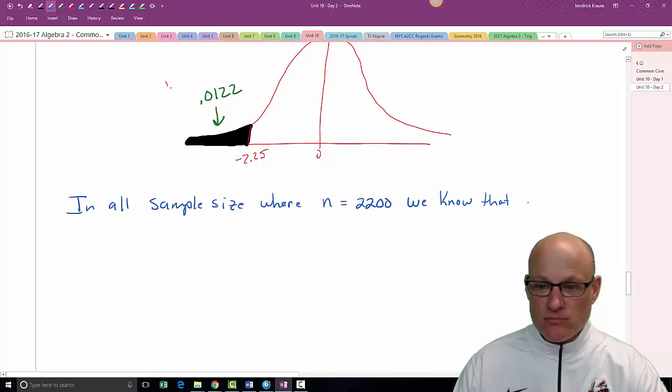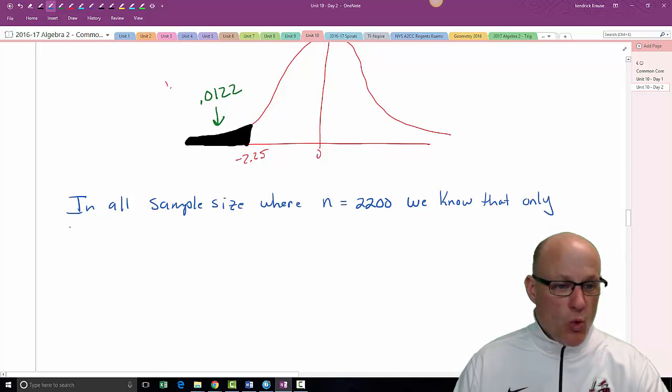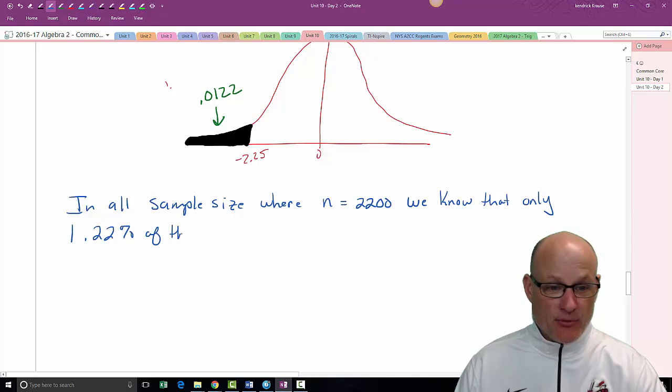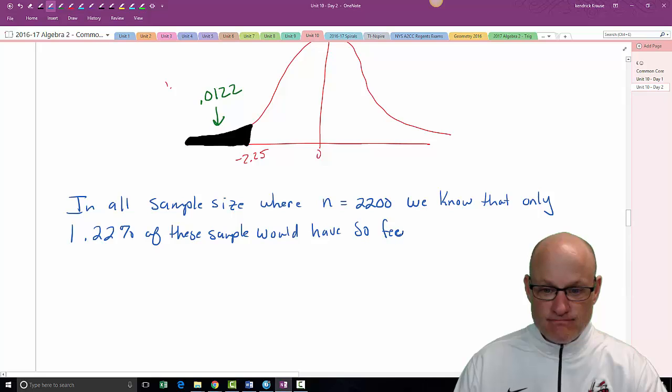that only 1.22% of these samples would have so few Hispanics. So let's see if that makes sense to you. In other words, let me just talk. In other words, I'll write it down so you have it.